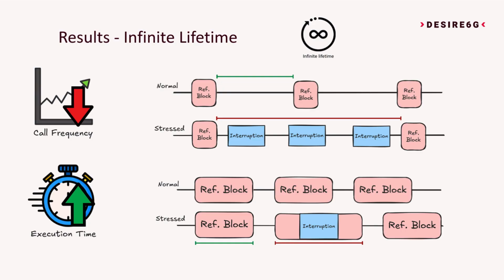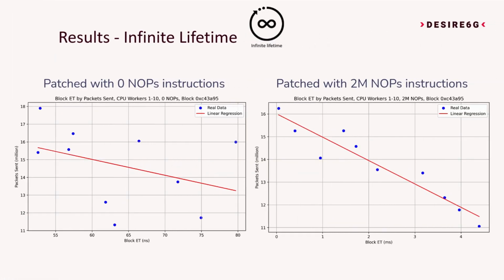From these illustrations, we can already see that call frequency is highly sensitive to interruptions, while execution time only shows them if a context switch occurs between its two timestamps. This means that when using execution time, the reference block needs to be long enough to capture performance variations. For example, in this L2 forward test, we compare a reference block with 0 instructions to one with 2 million nop instructions, under CPU stress ranging from 1 to 10 workers. The effect is clear. The block with more instructions shows a much stronger correlation to the program's performance.